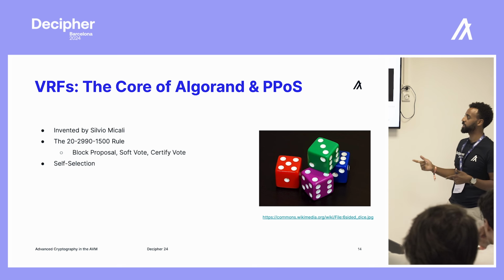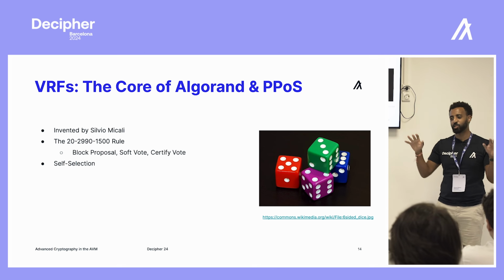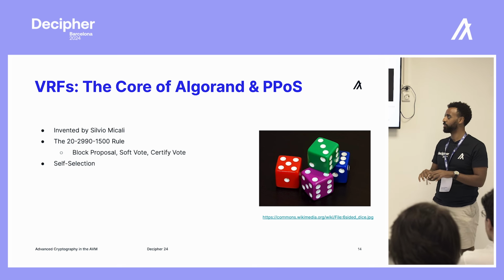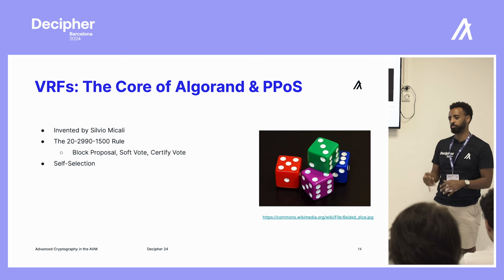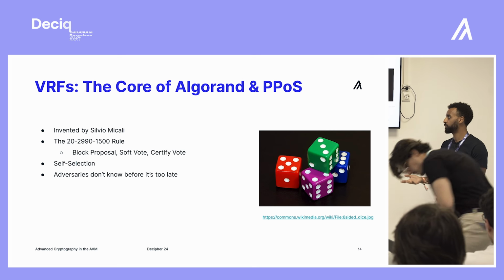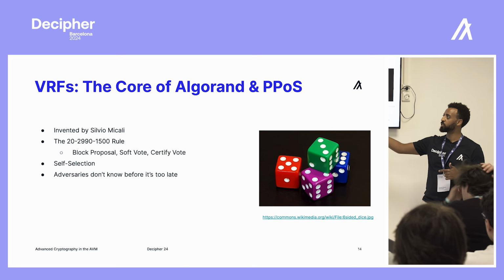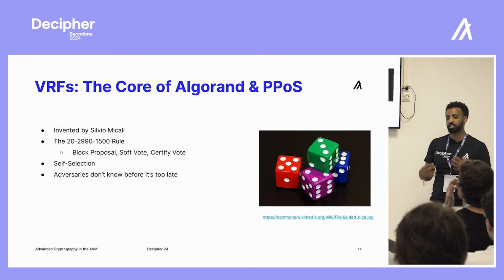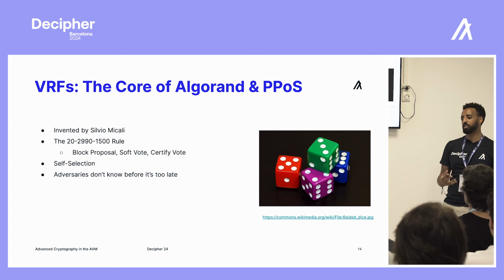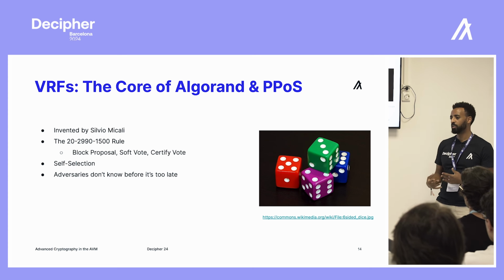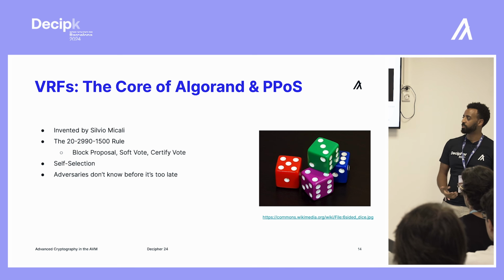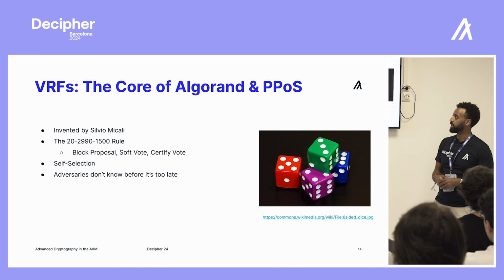The key thing here is that there's no one person actually coordinating this whole process. Everyone is self-selecting themselves to propose the block or to give a vote, right? And this means that the adversaries don't know before it's too late. So in the same breath that the person is announcing their status, they're also announcing their preference or suggestion, right? Whatever their vote or block.